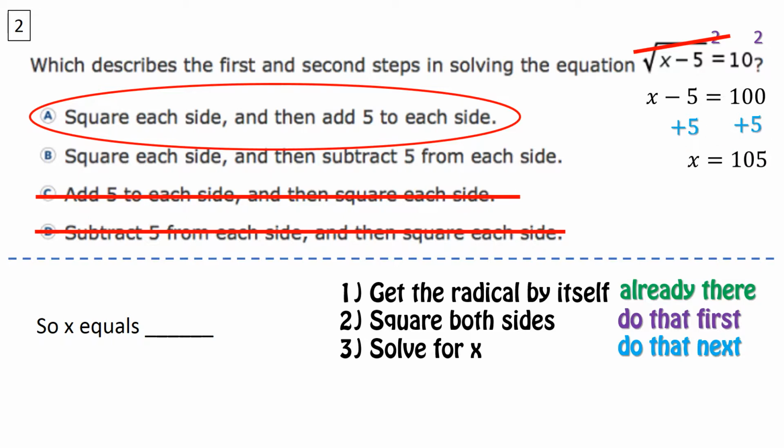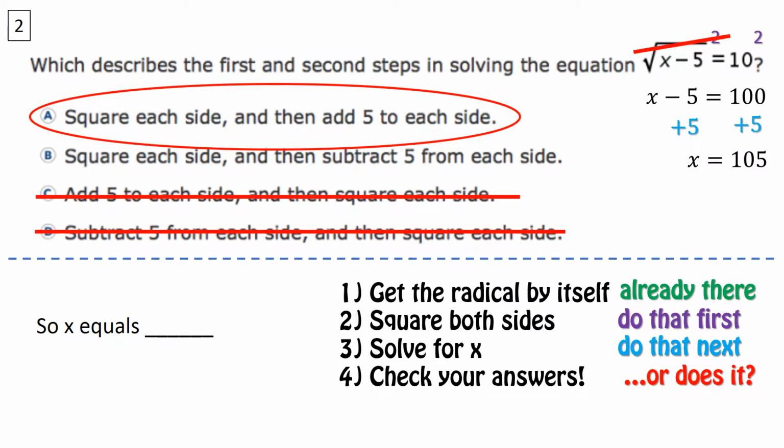X minus 5 plus 5 gives us just x. 100 plus 5 is 105. So x equals 105, or does it? Remember, we do have the last step for solving a radical equation, which is to check your answers. So how do we check it? We just plug that back in for x and simplify both sides.